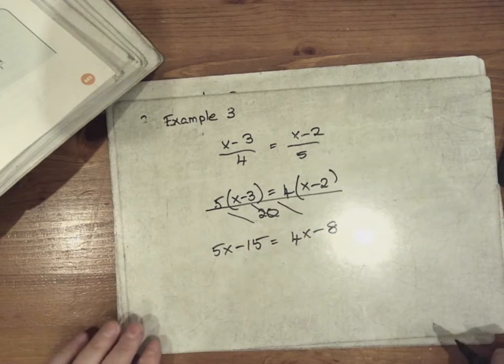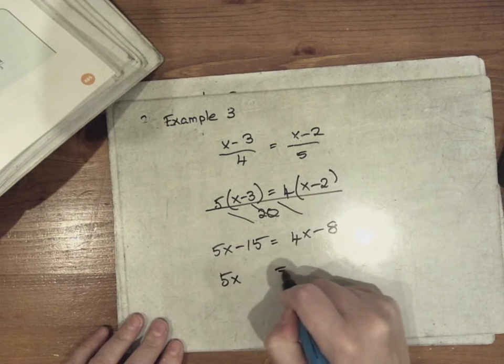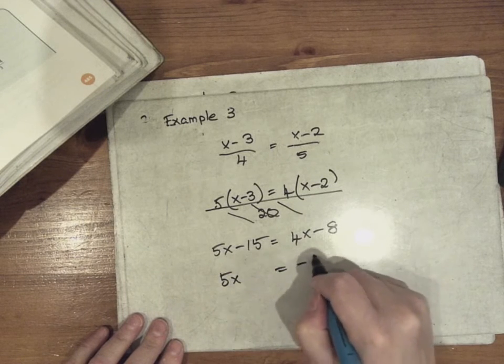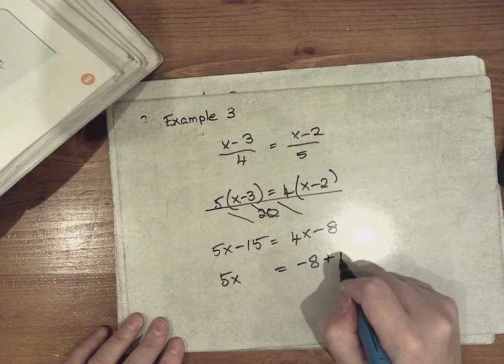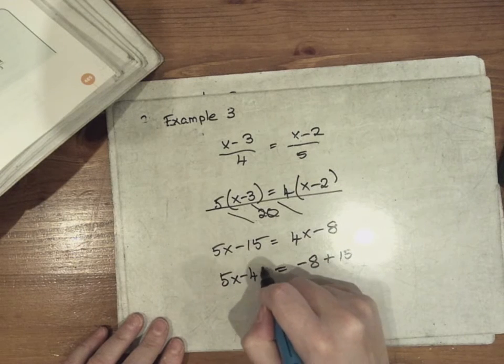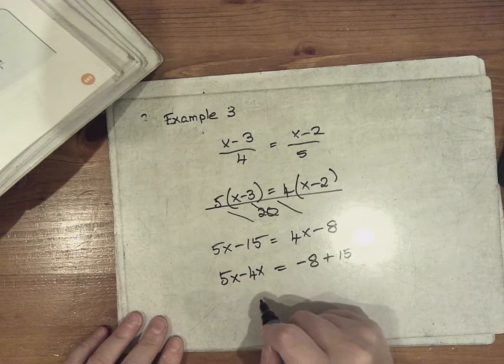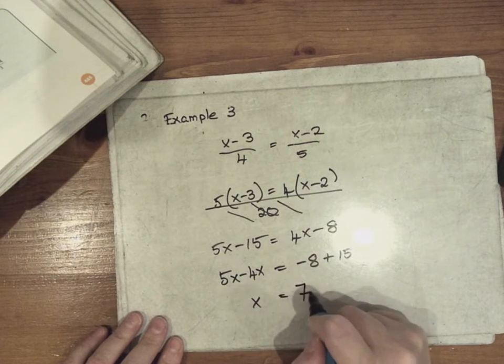X is on one side, numbers on the other. 5x is staying put, minus 15 is moving, 4x is moving, minus 8 is staying put. So minus 15 comes over and becomes a plus 15, and 4x goes the other way and becomes a minus 4x. So 5x take away 4x is 1x, or just x, and minus 8 plus 15 is 7.